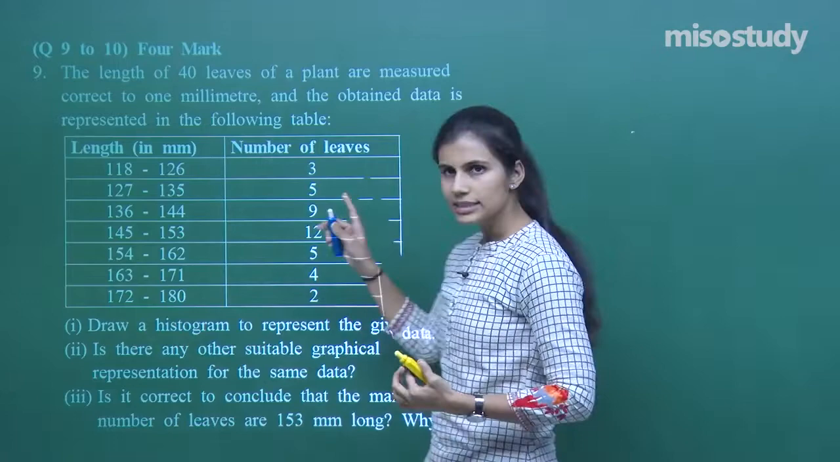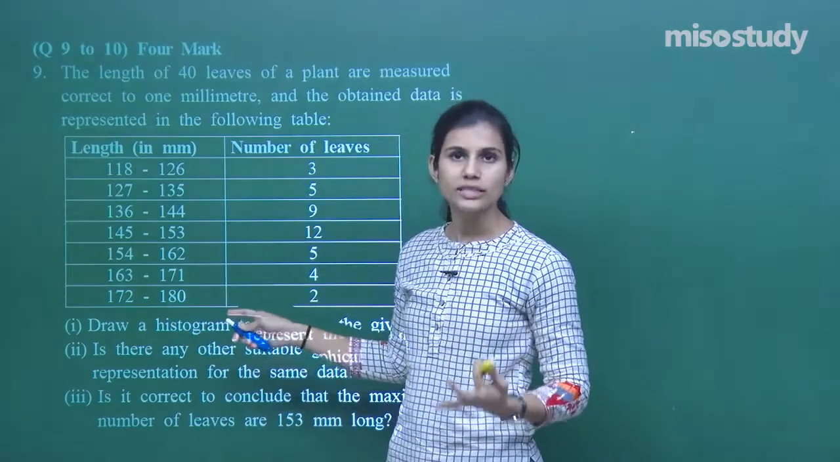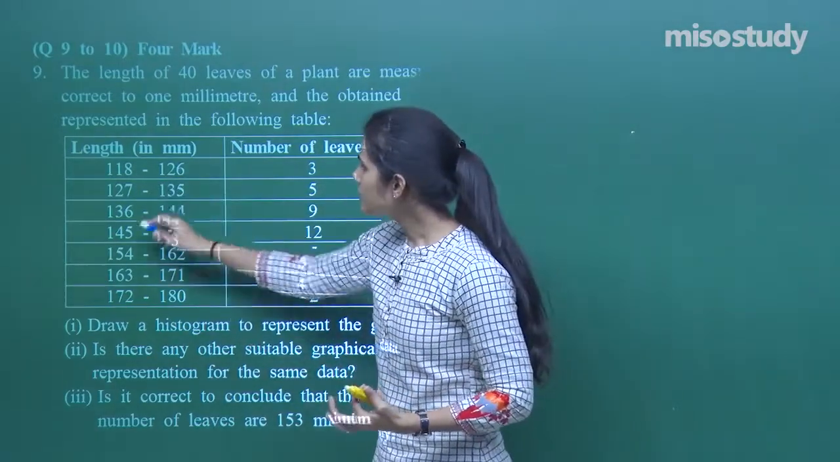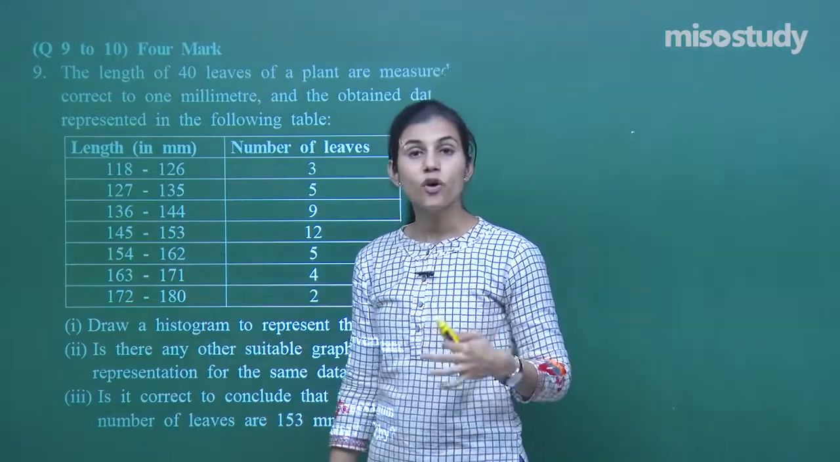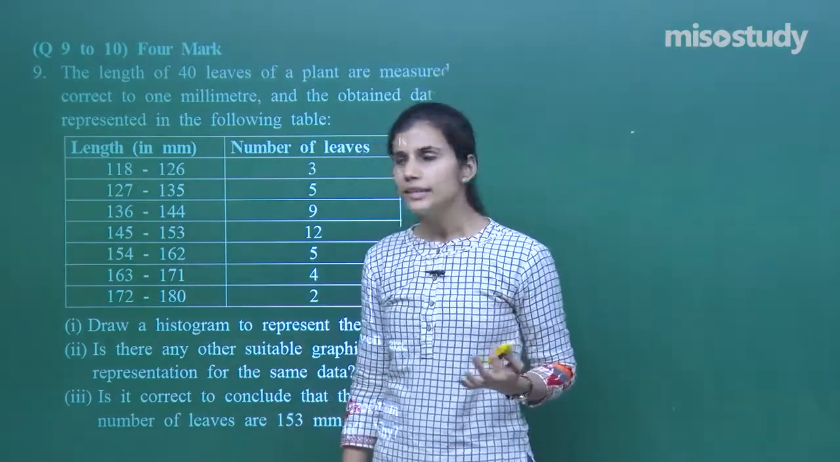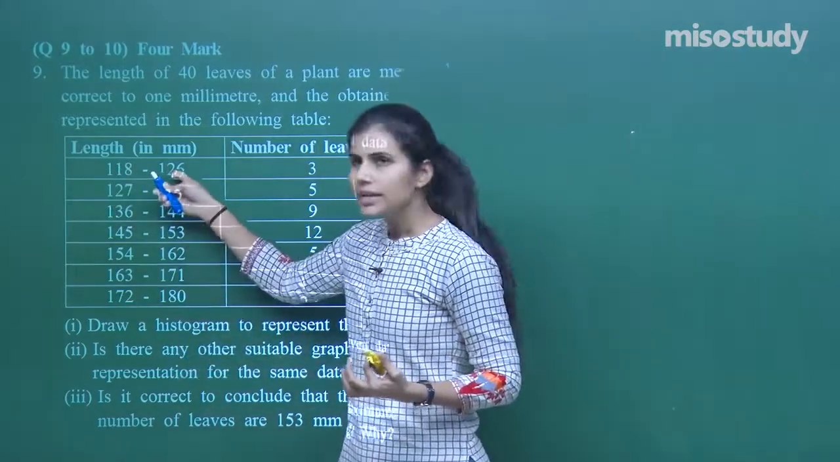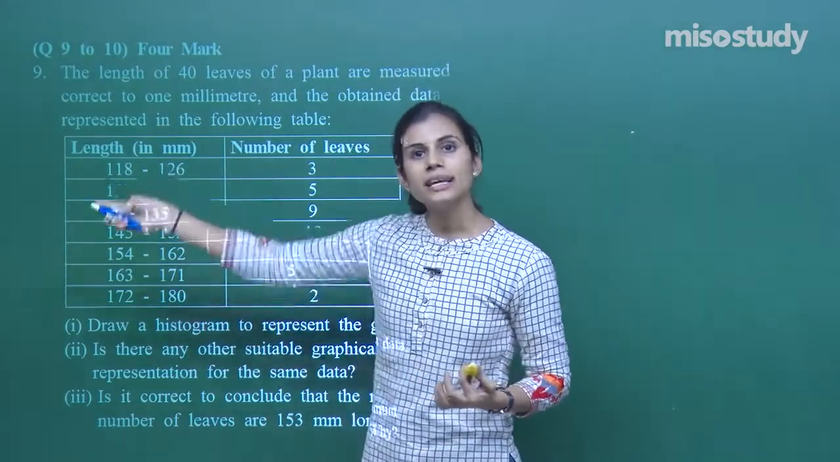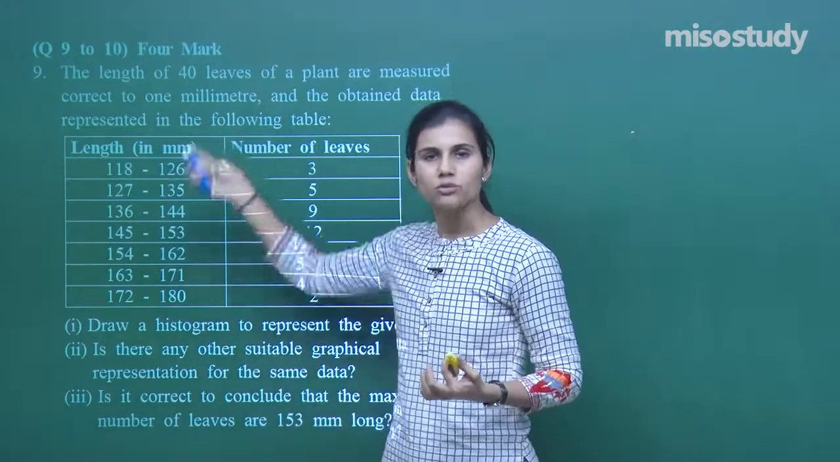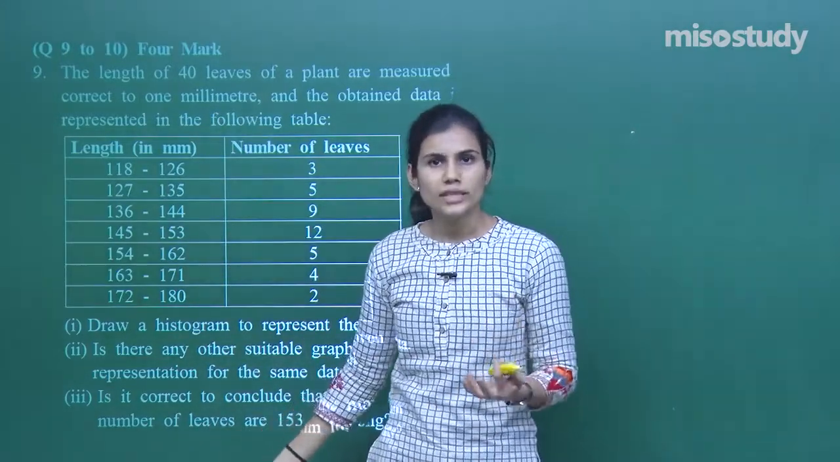Now, if you look at the class intervals carefully, I have to draw a histogram, right? These class intervals are not continuous. So, I will first of all make them continuous. How do we do that? We alter these class intervals. A to B class interval is replaced by A minus h by 2 and B plus h by 2. That happens in every class interval. What is h?